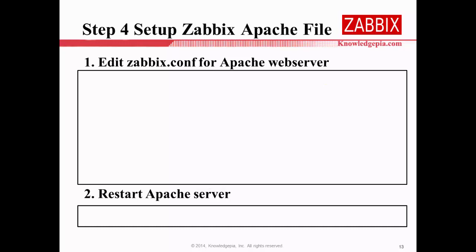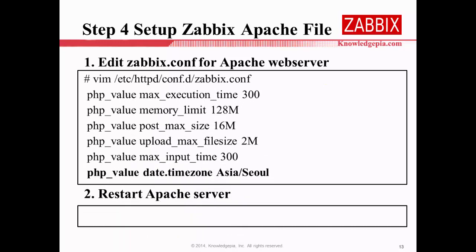Step 4, set up Zabbix Apache config. Now you are successful to install these packages, then number 1, you need to edit zabbix.conf for the Apache web server. If you open this file, you only need to add one line about time zone. In my case, I use Asia/Seoul. And number 2, after that, you need to restart the Apache web server using this command.